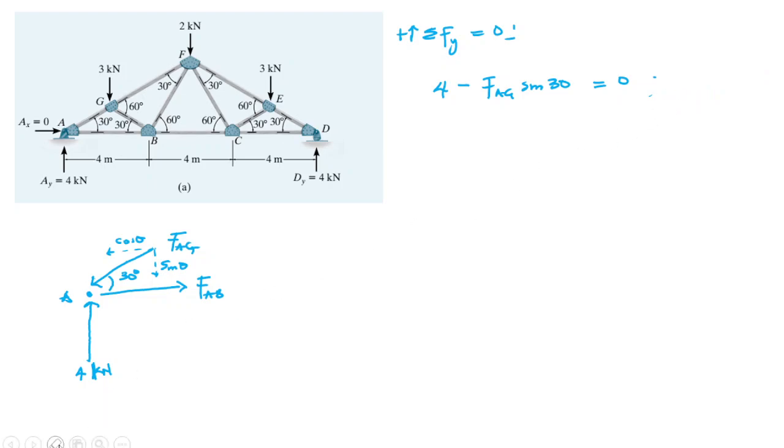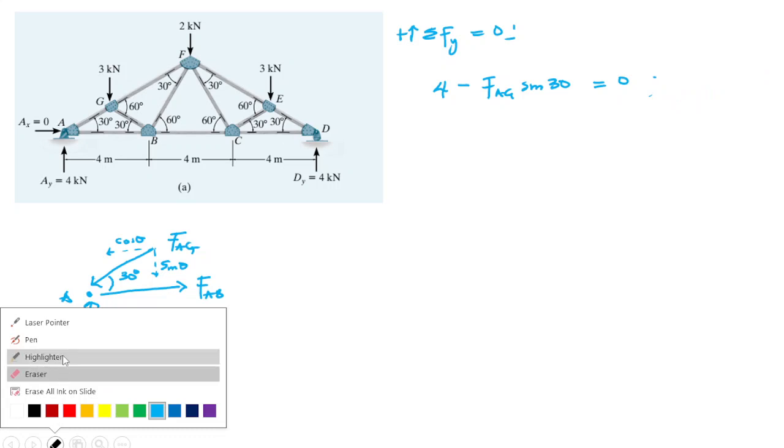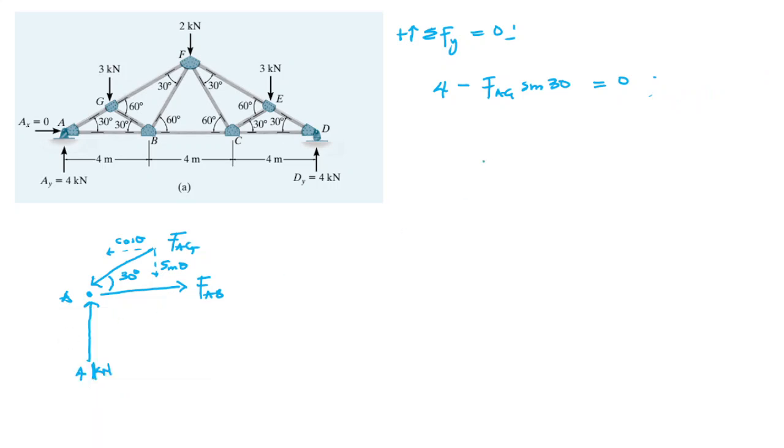Since it is positive and we initially assumed it to be in compression, it means FAG is in compression. If it was negative, that means we will now change the direction of FAG to go out of point A of the joint.